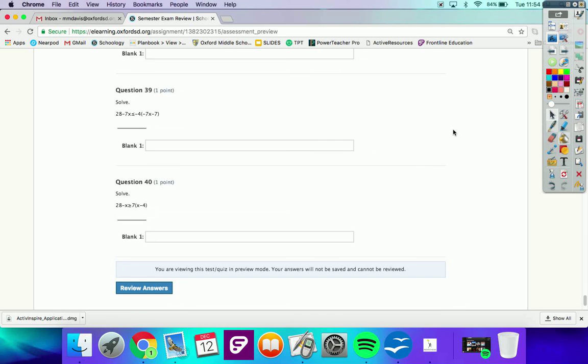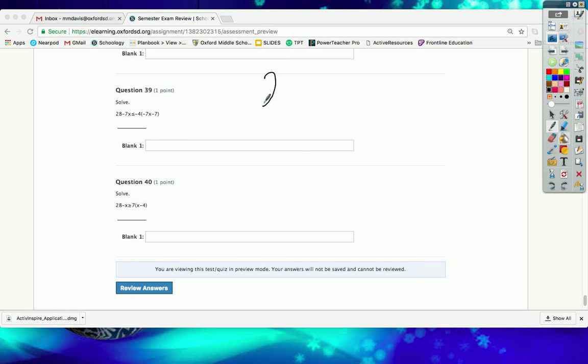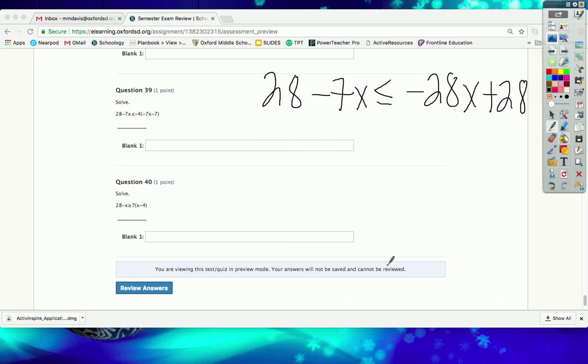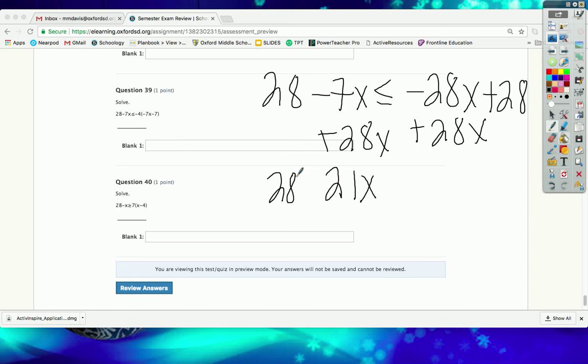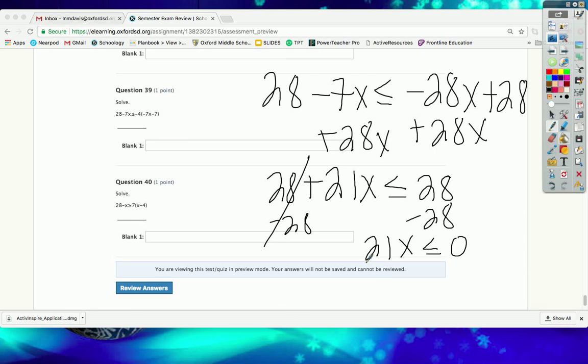Number 39, you will distribute that negative 4 first. You've got 28 minus 7x is less than or equal to negative 28x plus 28. When you get your x terms on the same side, I will add 28x to both sides, and I am left with 21x, because 28 minus 7 will give me 21x. When I minus 28 from both sides, 21x is less than or equal to 0. And even when I divide by 21, x is less than or equal to 0.